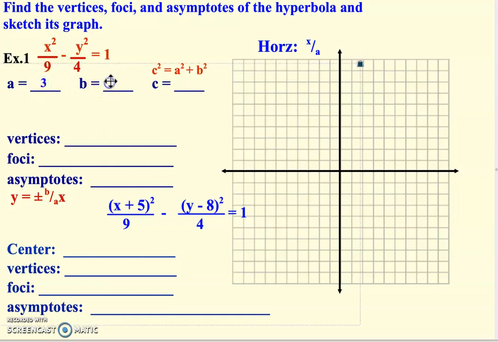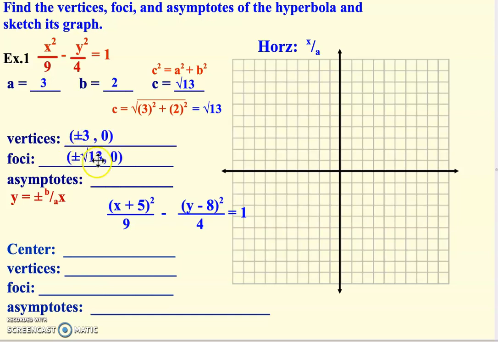So a is 3, b is 2, c is a calculation using the c squared equation. And then vertices. Now, knowing that's horizontal, I would know that they would sit on the x-axis, so I don't need to see the graph to understand this. And same thing with the foci. Asymptotes. Now, how do I know it's 2/3 again? Let's do this. Let's pop up the graph and show you.